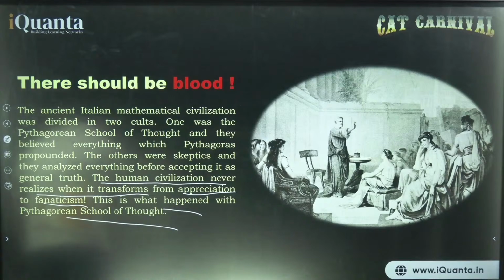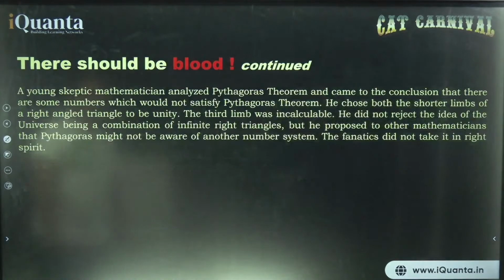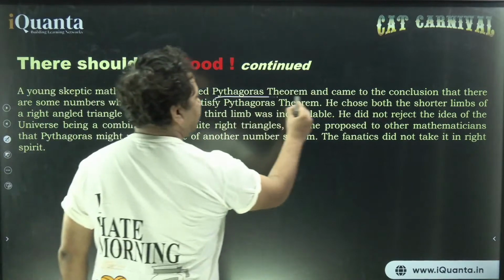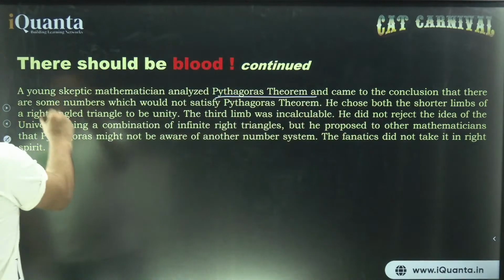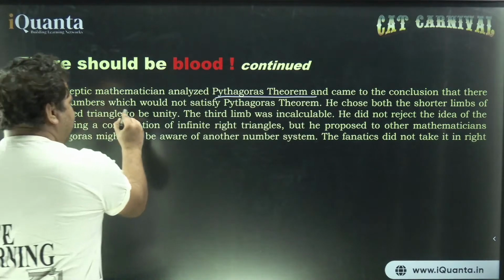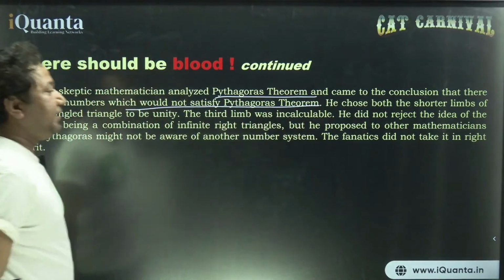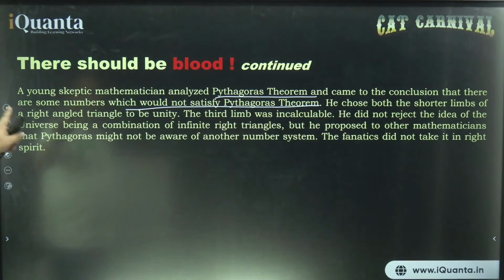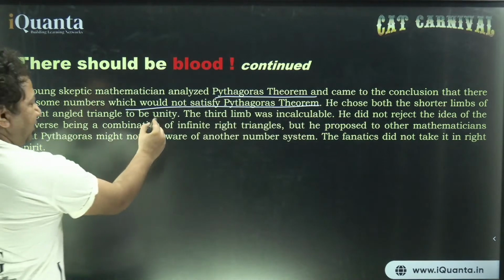Whatever he says will be the correct one. And then a young skeptic mathematician analyzed Pythagoras' theorem and came to the conclusion that there are some numbers which would not satisfy Pythagoras' theorem. He chose both the shorter limbs of a right angle triangle to be unity. When I say unity, it means one.